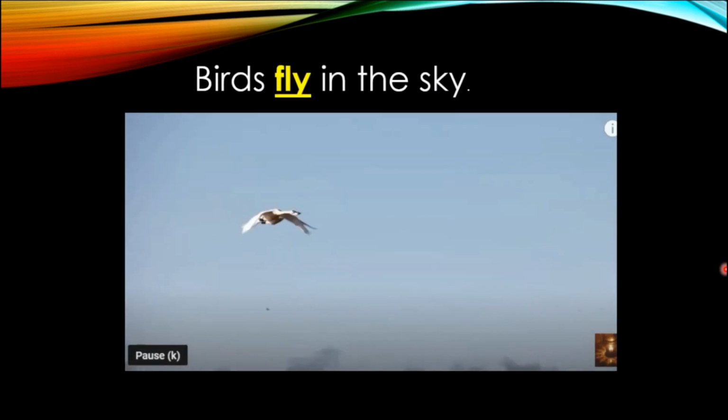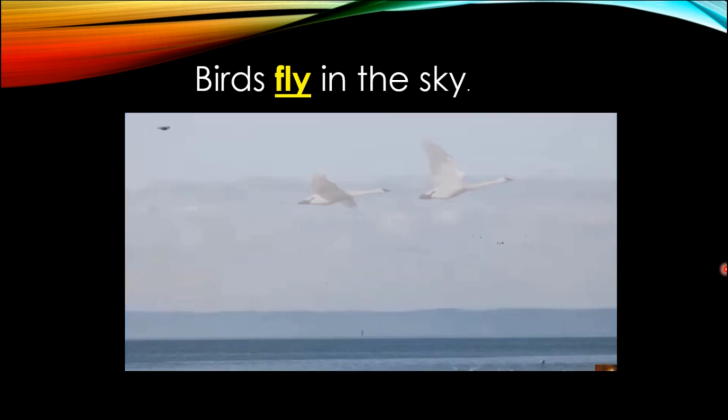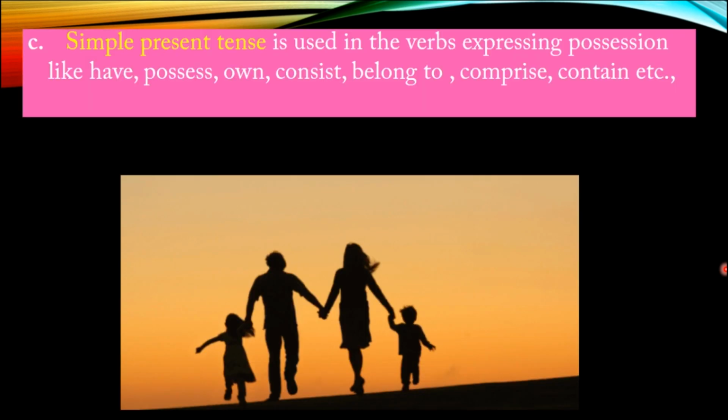Next example. Birds fly in the sky. Look how the birds fly in the sky. It's a general truth. Third usage of simple present tense. Simple present tense is used in the verbs expressing possession like have, possess, own, consist, belong to, comprise, contain, etc.